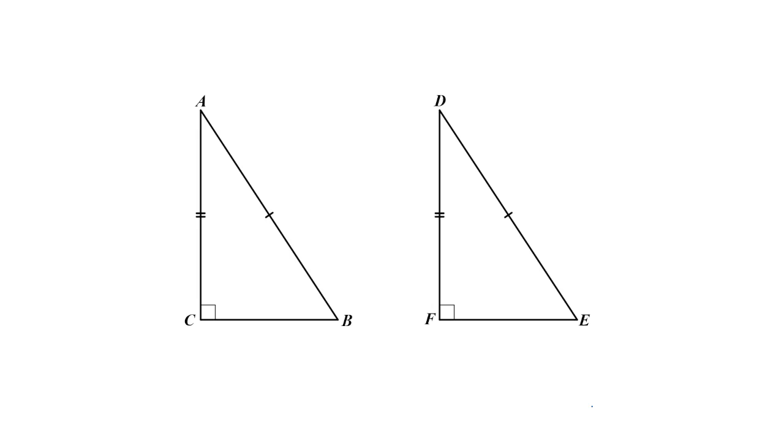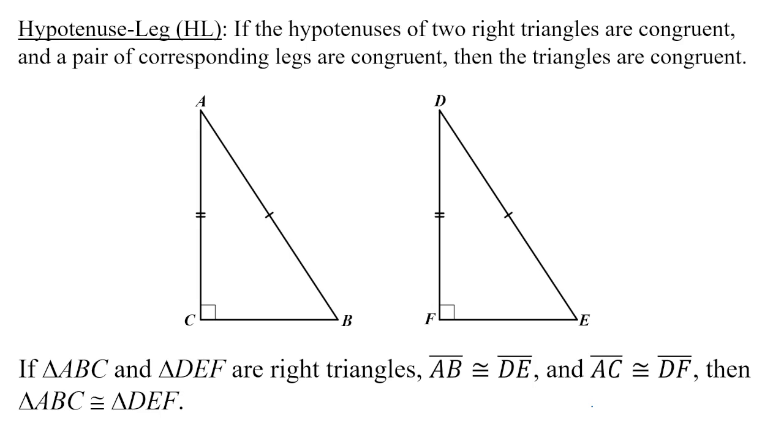So now we have two right triangles. The corresponding hypotenuses are congruent, and a pair of corresponding legs are congruent. Then they would be congruent by hypotenuse leg. If the hypotenuses of two right triangles are congruent and a pair of corresponding legs are congruent, then the triangles are congruent.